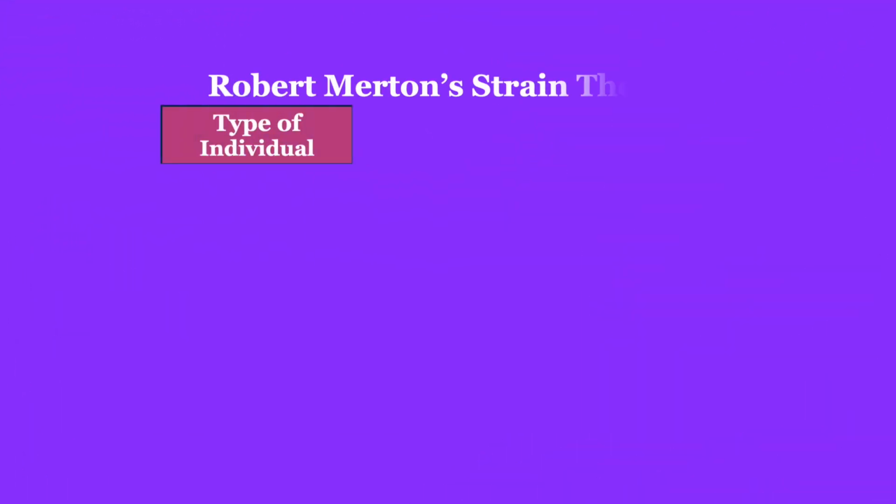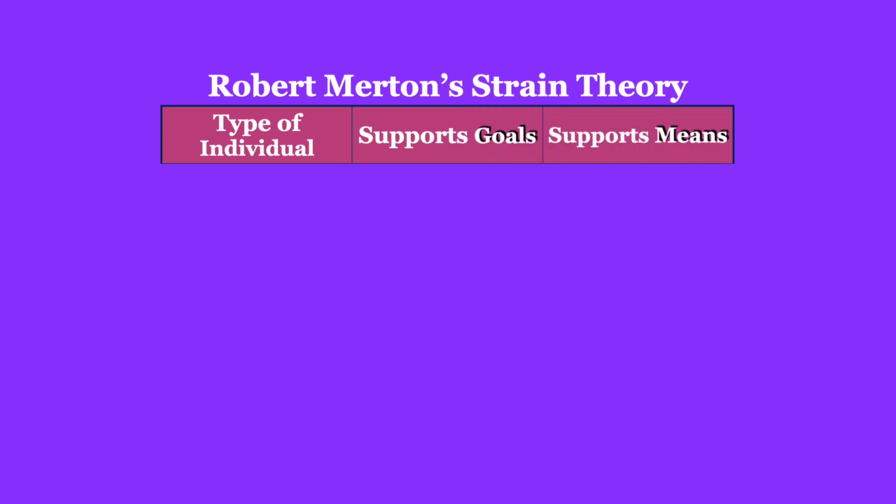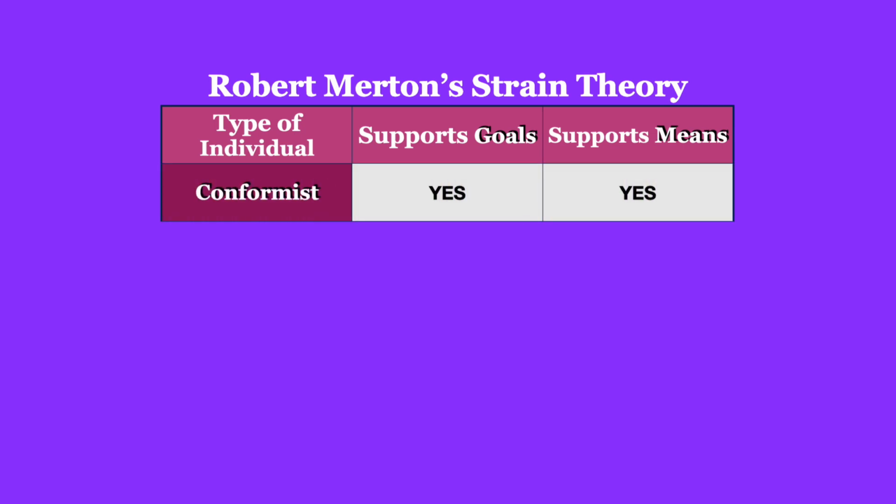He's got several ways that he categorizes people as they navigate this strain theory. Remember, the theory is all about goals and means. What are the goals that a society has established, and what are the means by which people are supposed to achieve those goals? He says if you are a conformist, you do support the goals of your society, and you support the means by which you are supposed to achieve those goals.